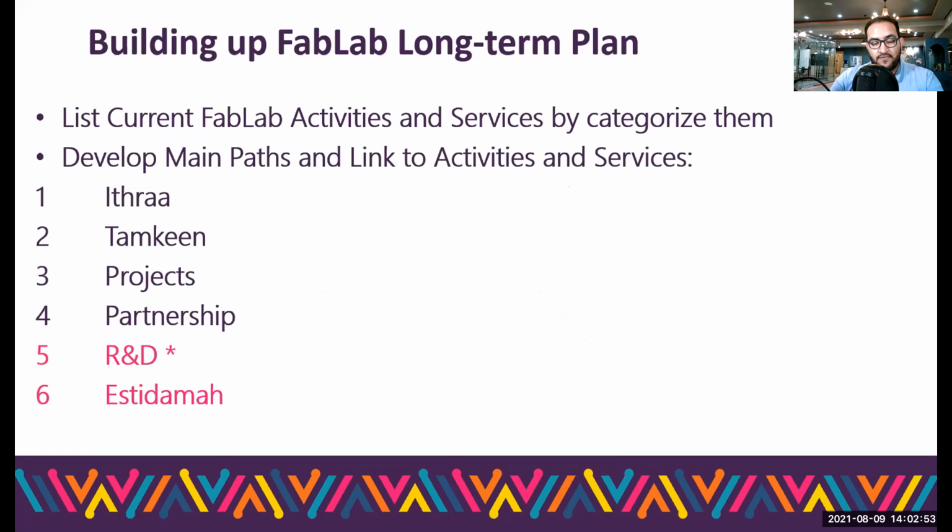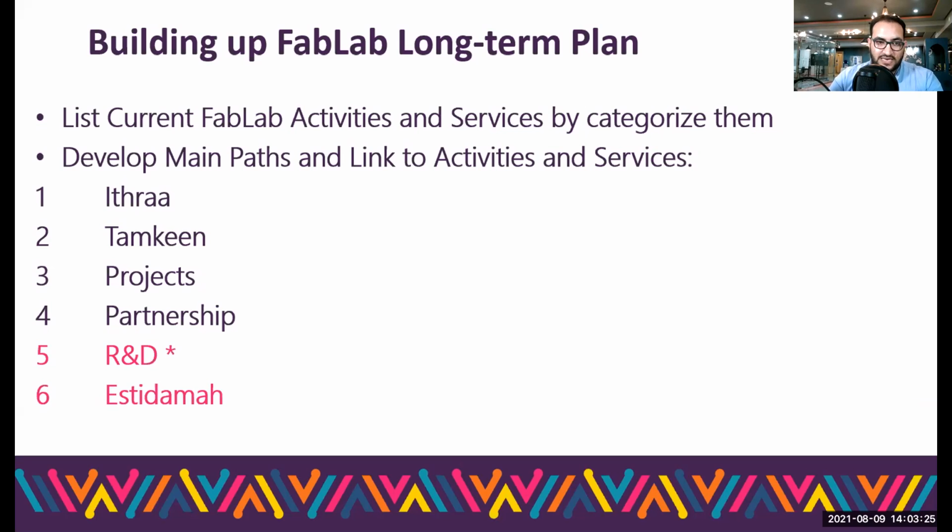In fact, before we started preparing the long-term plan, the Fab Lab had already started in 2019, and there were activities and services already started at that time. So we don't want to cancel anything. So we start by categorizing these services and activities. After that, we develop main paths in order to link these activities and services to the paths. So from there, we have 4 main paths.